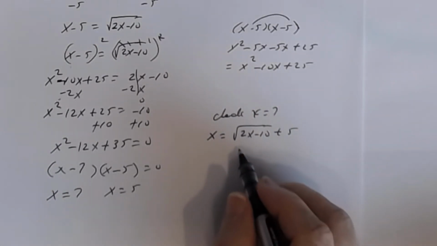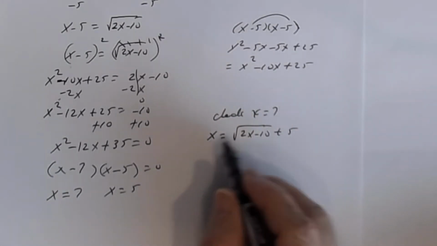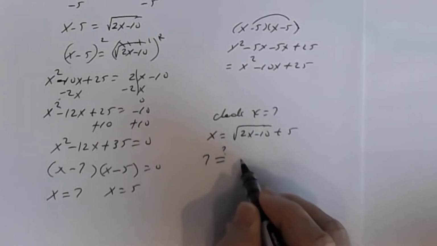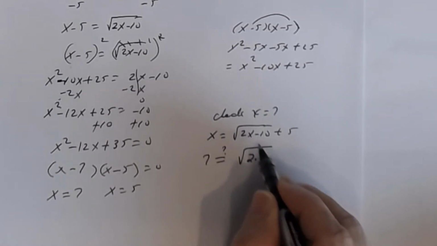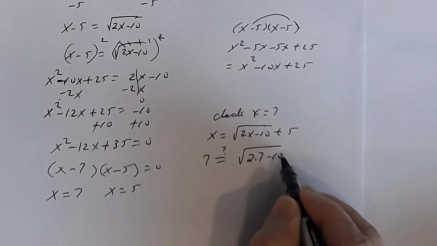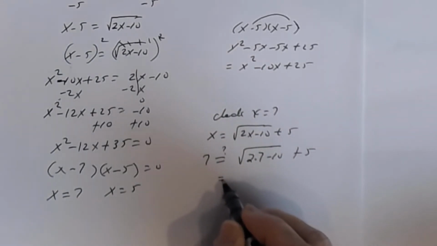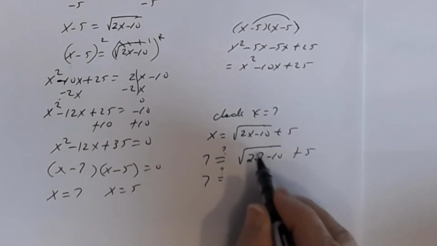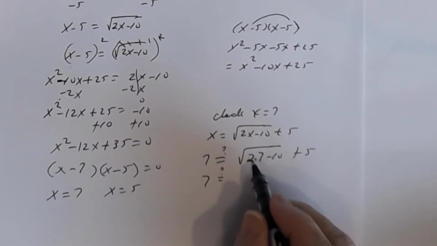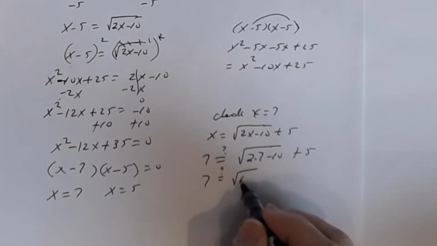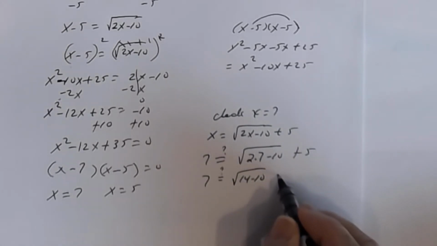Okay? All right, so let's check 7. Wherever we see the variable x, I'm going to substitute 7. So I get 7, and we see that's going to equal the square root of 2 times x, x is 7, minus 10, and whatever that is, I'm going to add 5 to it. Now, when I simplify the radical, 2 times 7 is 14. So I get the square root of 14 minus 10, plus 5.